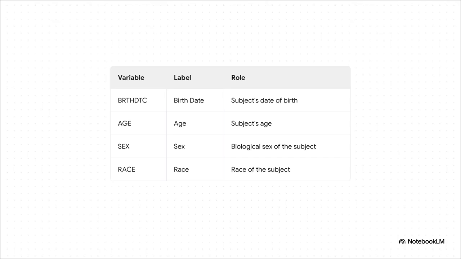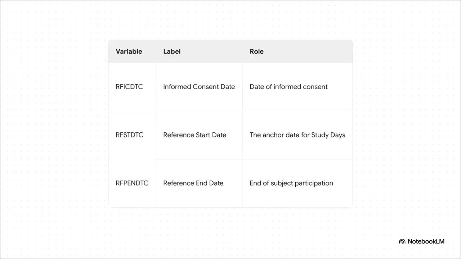Then, of course, you have the variables that you'd expect. Birth date, age, sex, and race. These are fundamental for describing who is actually in your study, and you're going to see them used in just about every analysis.